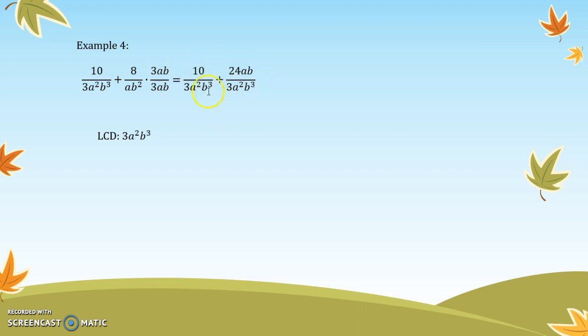Now we can add across. Notice that I cannot add 10 plus 24ab to make one cohesive monomial, but what we can do is still keep them separate and have it over one fraction with that common denominator. So 10 plus 24ab over 3a squared b cubed, that one denominator making one fraction.